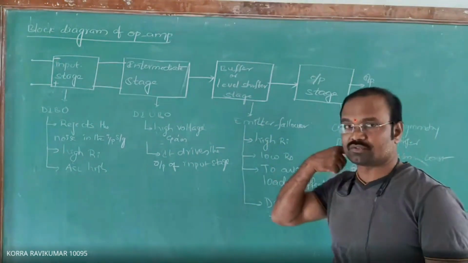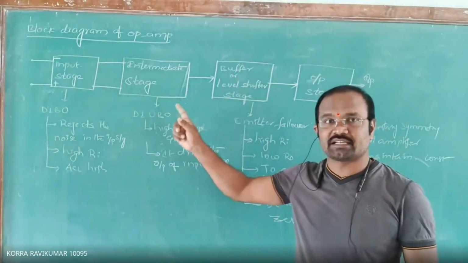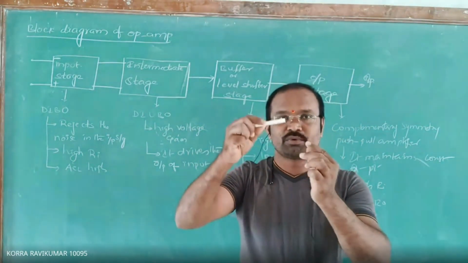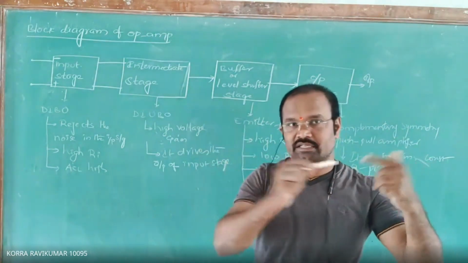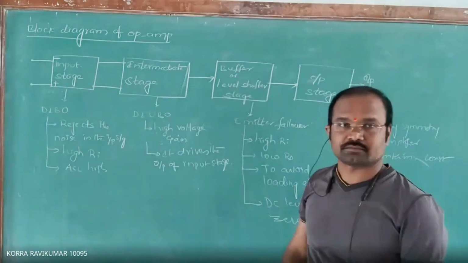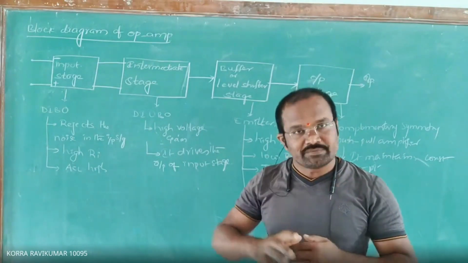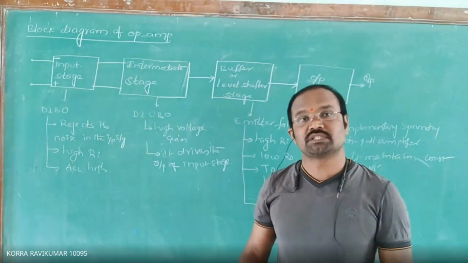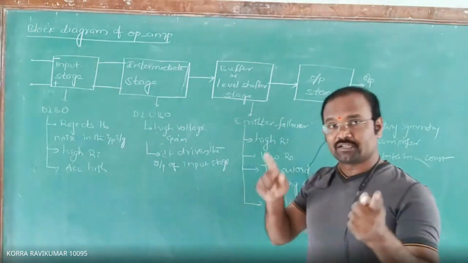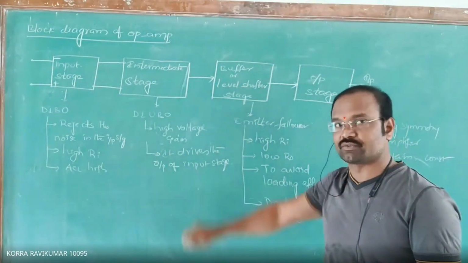Emitter follower circuit. Because of these cascading stages, if you apply the output of the first stage as the input to the second stage, and the output of the second stage as the input to the third stage, this connection is called cascading. Because of these cascading connections, there is a change in the DC voltage level. If the DC voltage level changes, it has a high effect on the circuit. So in order to maintain the DC level, we need an emitter follower circuit, level shifter circuit or buffer circuit. That is one thing.